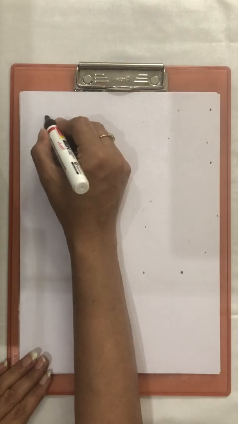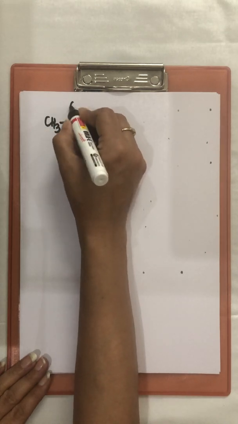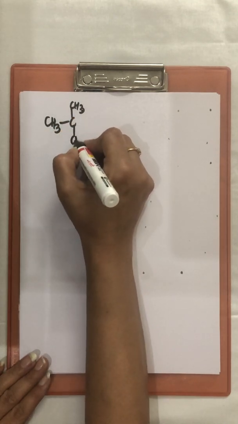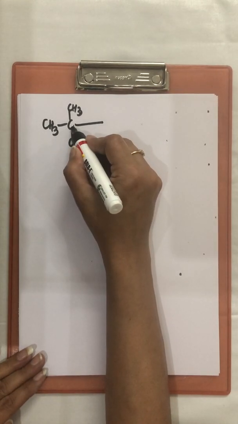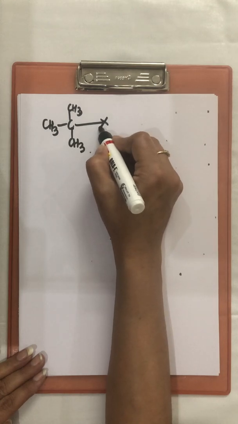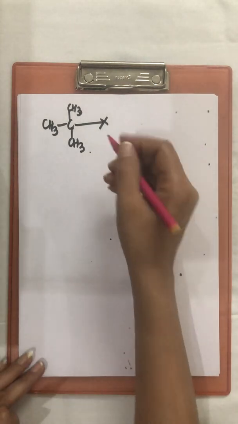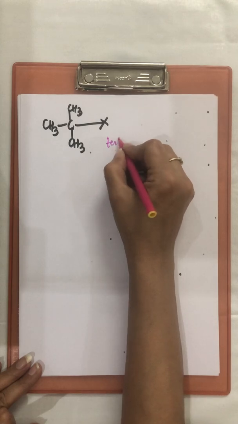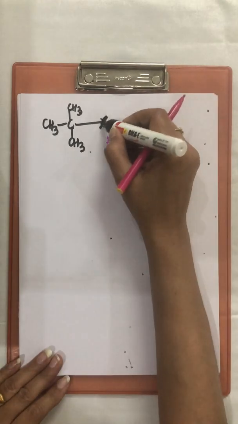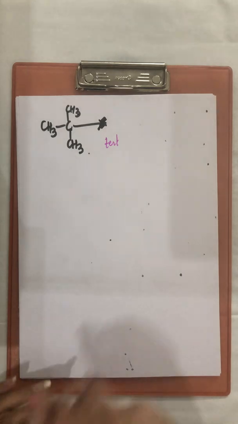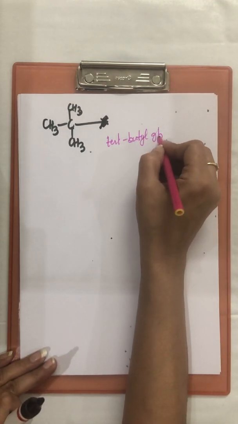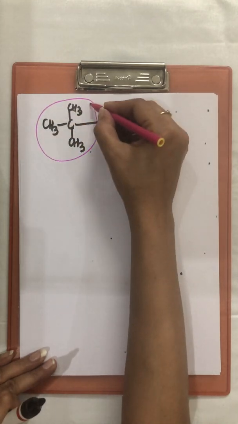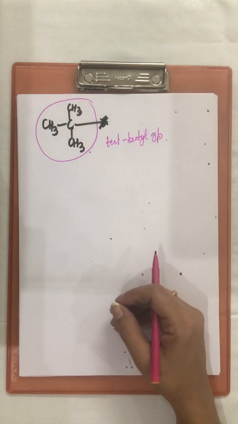The fourth type is if there are 4 carbon atoms in the alkyl group like this, and the halogen links with this tertiary carbon atom, then this is called tertiary butyl. If we just leave this group, only this group is here, this is called which group? Tertiary butyl group.